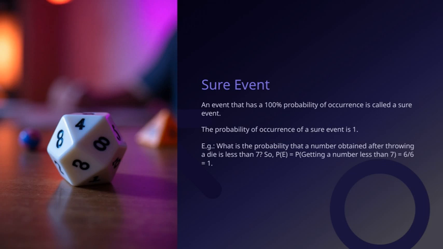It's the kind of event that we can be absolutely certain about, no matter what. Understanding sure events helps us grasp the fundamentals of probability because they serve as the benchmark for certainty within the range of all possible outcomes. So, in summary, a sure event is one that will definitely happen, and its probability is always equal to 1.